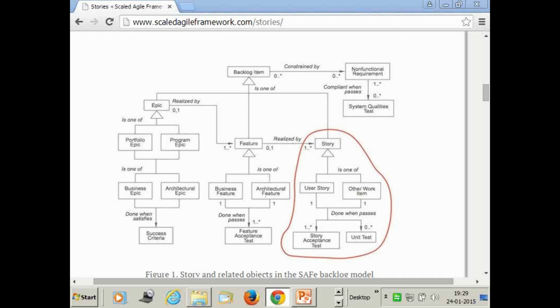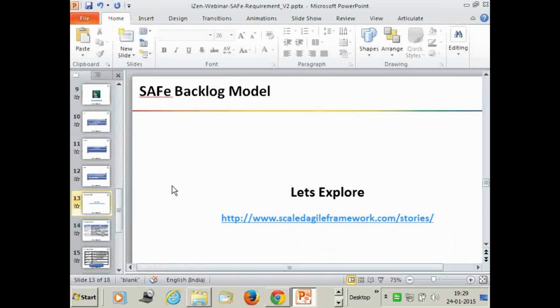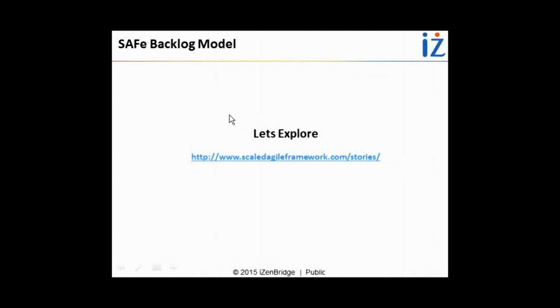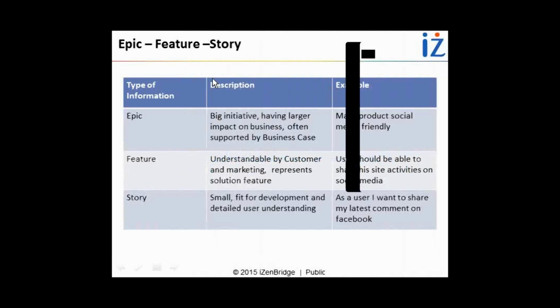So this URL is available to you. You can just have a look and identify what this particular model is all about. So if we summarize it in an example manner: epic, big initiative, large impact, having business case. Now, in case of SAFe hierarchy, epics will usually have a lightweight business case.